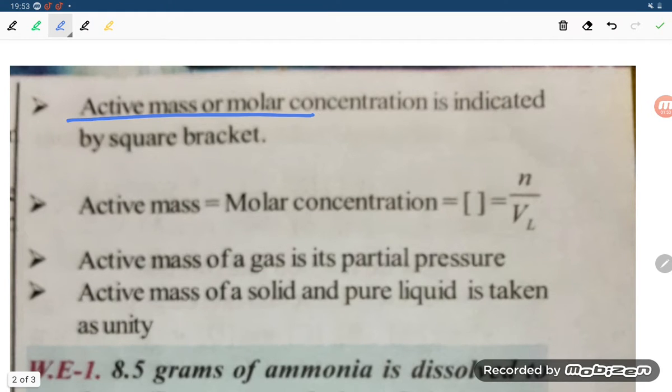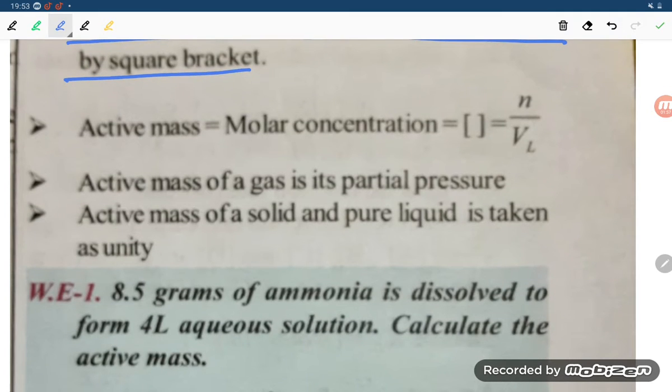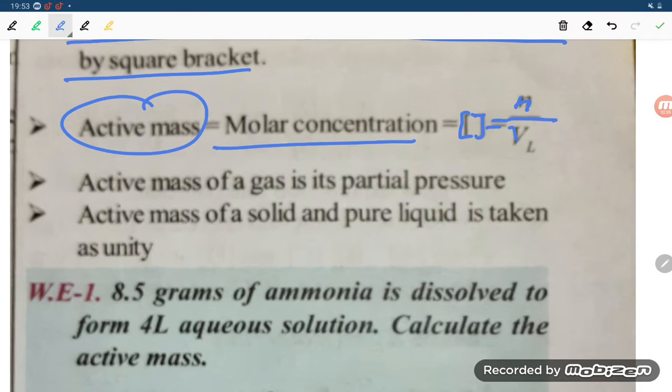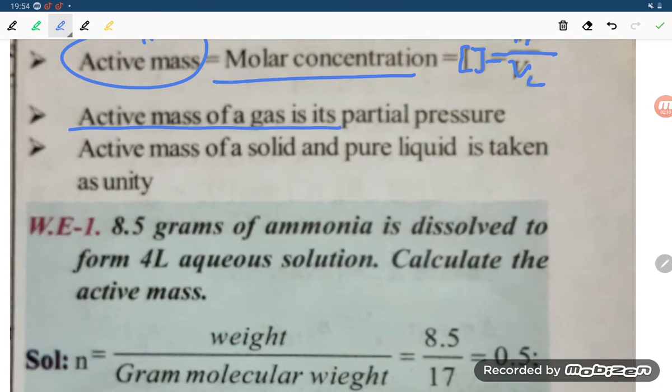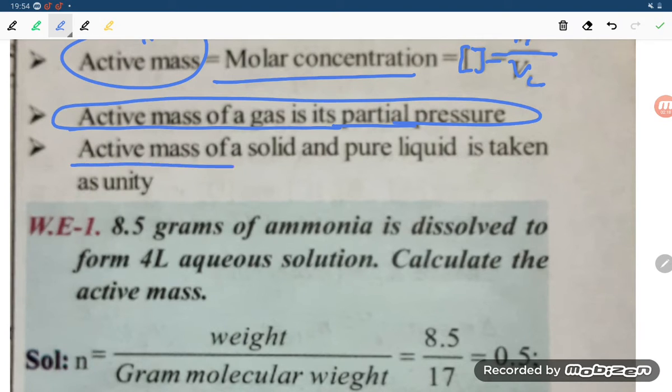Active mass, or the molar concentration, is indicated by a square bracket. So active mass is equal to molar concentration, represented in a square bracket, that is, number of moles per volume in liter. Active mass of a gas is its partial pressure. Active mass of a solid and pure liquid is taken as unity, that is 1.